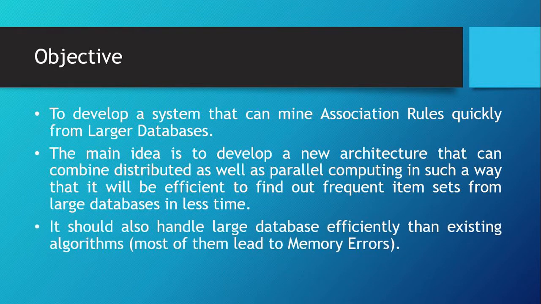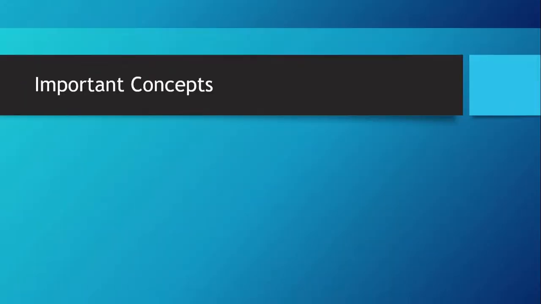Most of the existing algorithms suffer from memory errors for large datasets. As data itself is in hundreds of GBs and our RAMs are merely 4 to 8 GBs, our system should also be able to handle large databases more efficiently than existing algorithms.